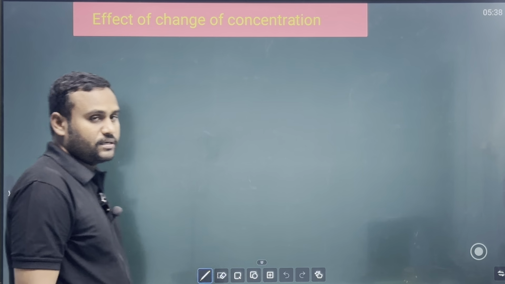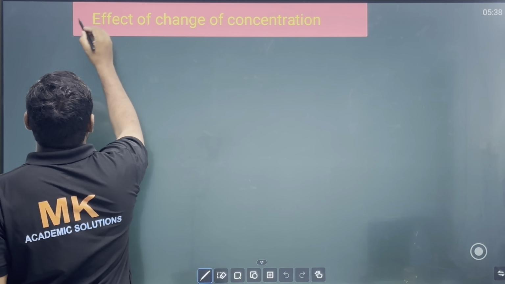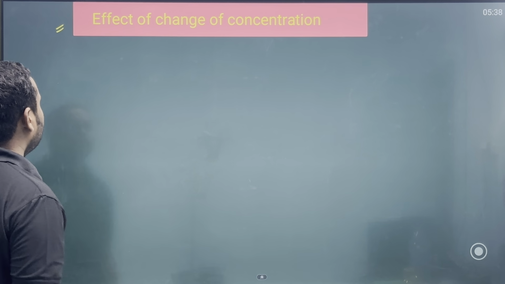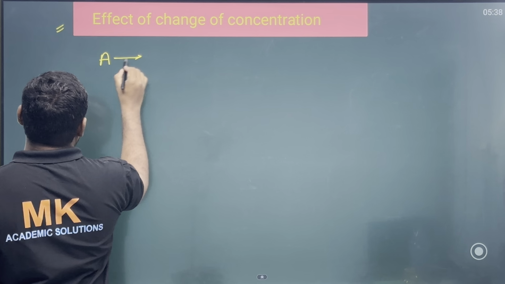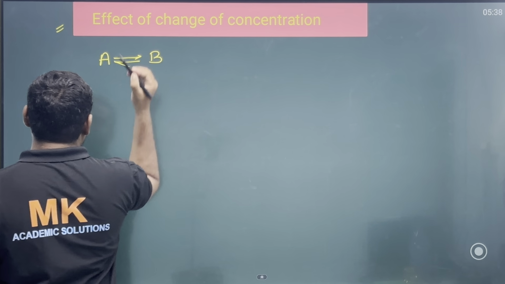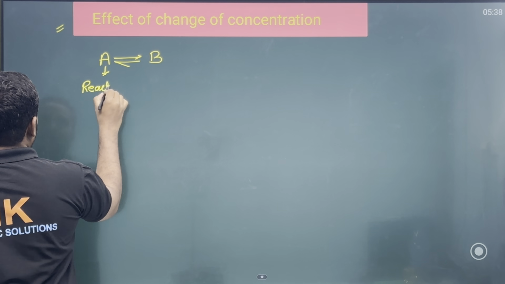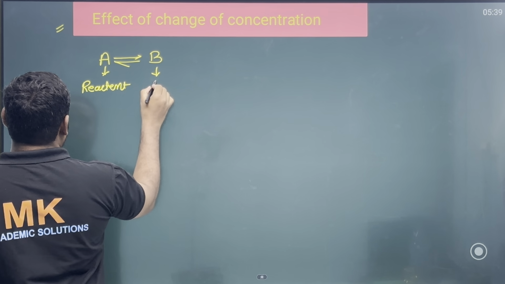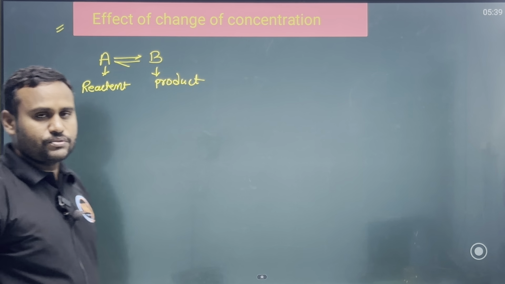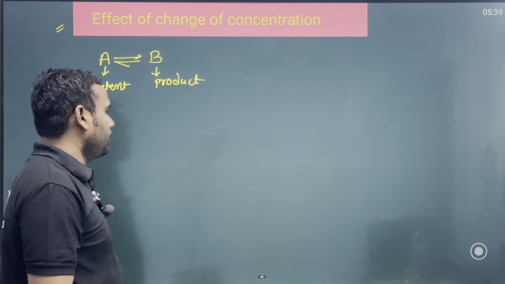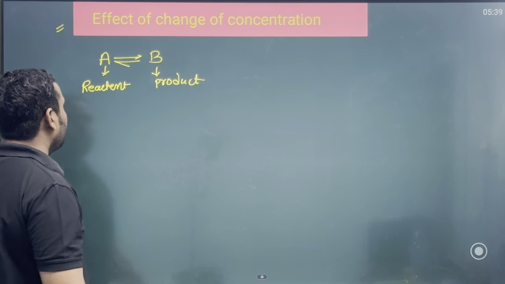Okay. Now let us go to the different factors which affect the equilibrium state. First, the effect of change of concentration. What is the effect of change of concentration? See here, for example, we take a general reversible reaction, A gives rise to B. Here A is the reactant and B is the product. Let us assume equilibrium is established.